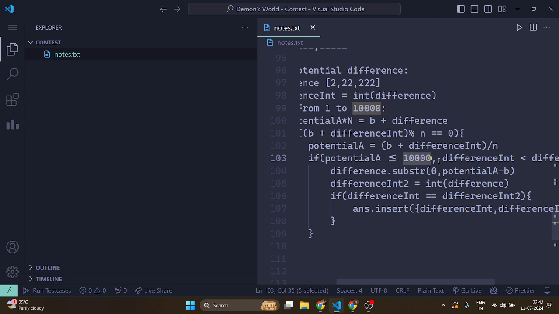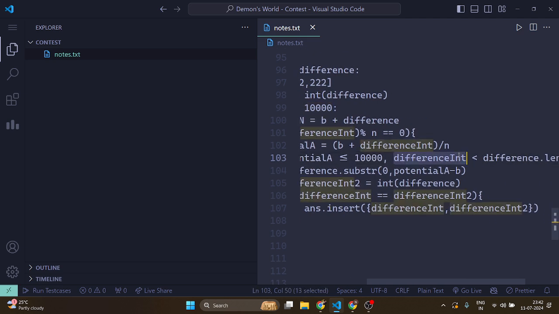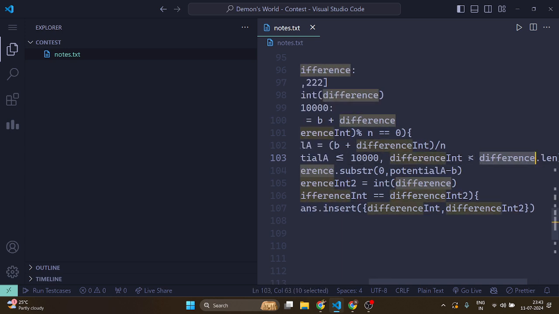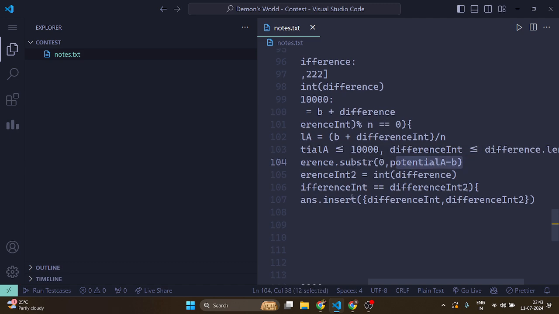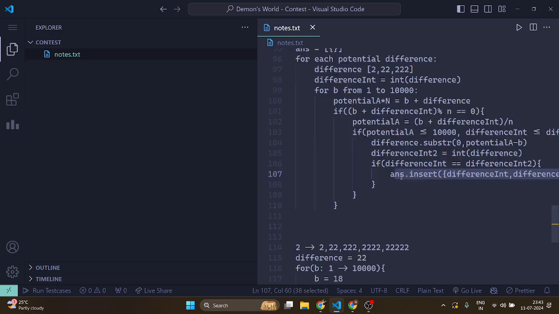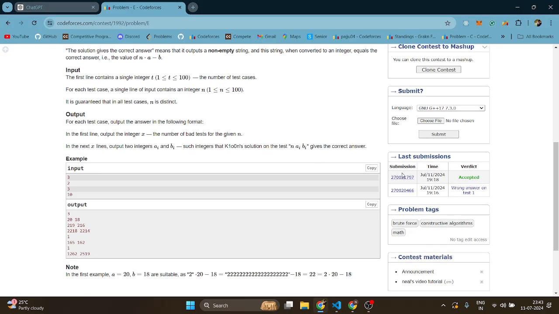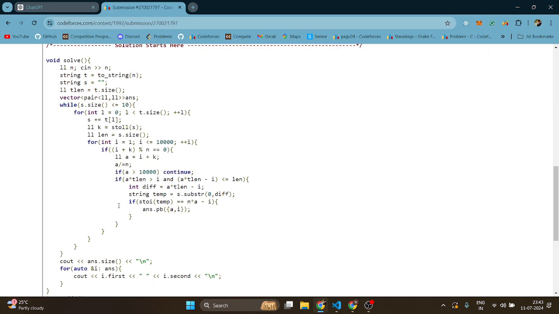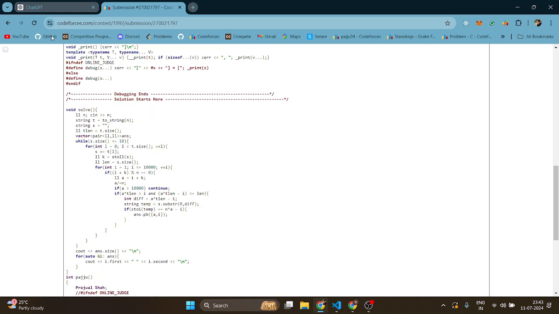Yes, potential a is less than or equal to 10,000, and difference int is less than or equal to difference dot length, because difference int is 2 and difference dot length is 2 as well. Then I compared and it is valid, so I put it in the answer. So this was my complete approach for the problem. This is its code. I'll share the link in the description.